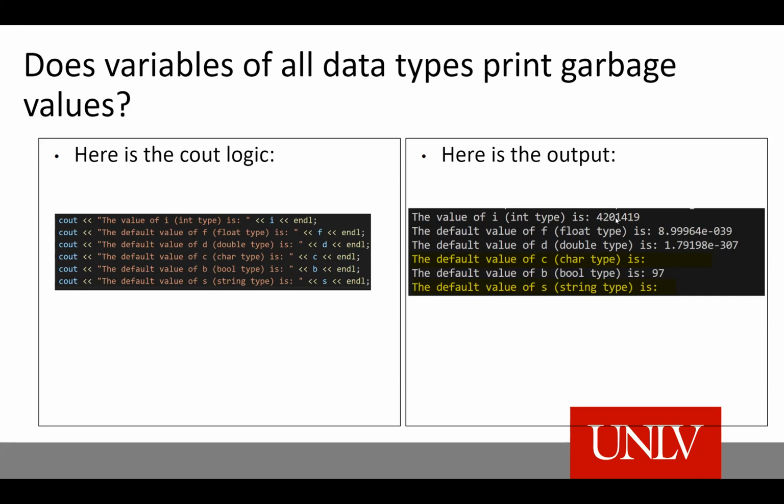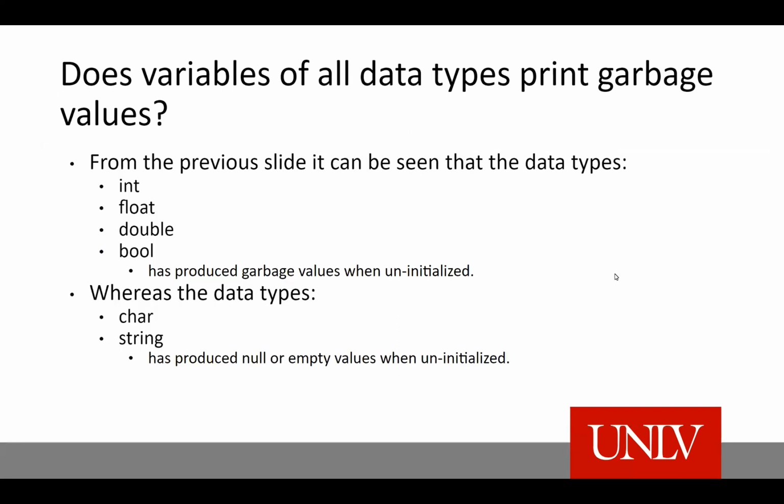For integer, it's a garbage value. For float, it's a garbage value. For double, it's a garbage value. The interesting thing is that for character and for string, it's an empty or null value. And for bool type, it's a garbage value. So for all the types except character and string, that is integer, float, double, and bool, it's a garbage value. The conclusion from the previous code snippet is that integer, float, double, and boolean variables, if we declare them and don't assign a value, are bound to produce garbage values. That's how C++ is.